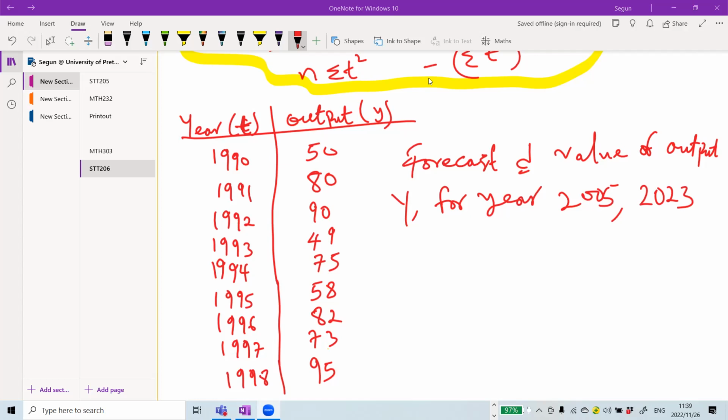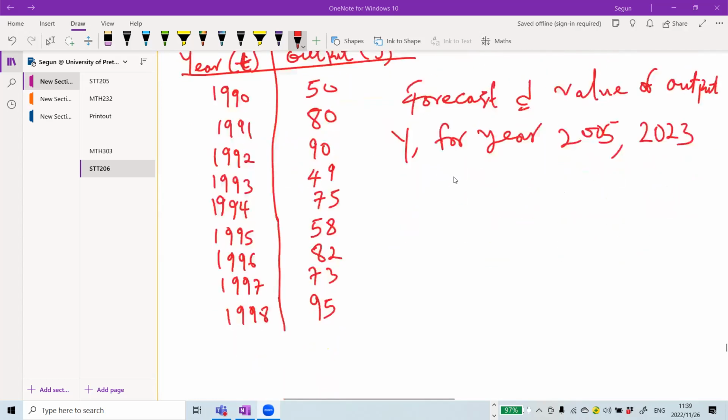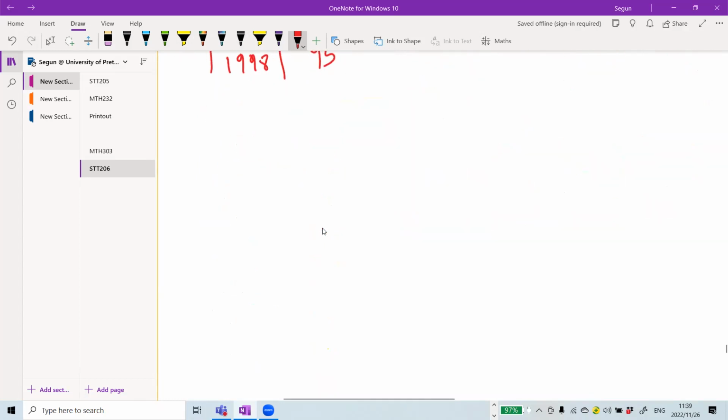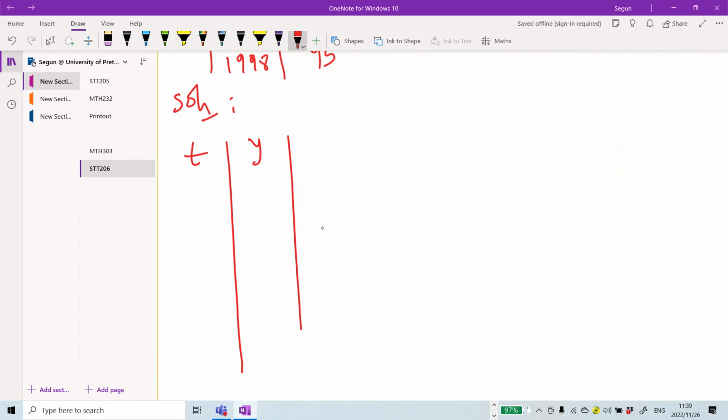So how do we do it? It is very simple. Now, we are going to take our t. We need to create t. For the solution, let's write the solution now. We need a table for t. We need a table for y. We need a table for t and y. Then we need a table for t squared.